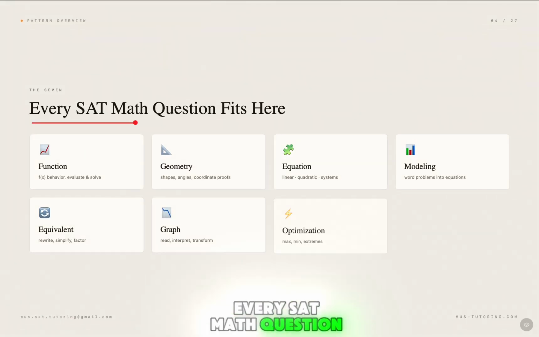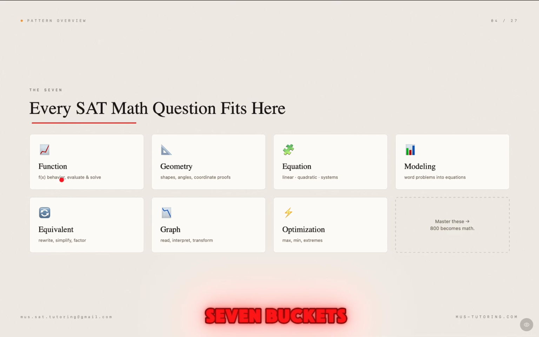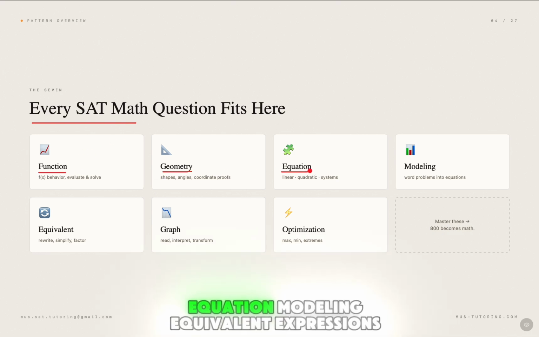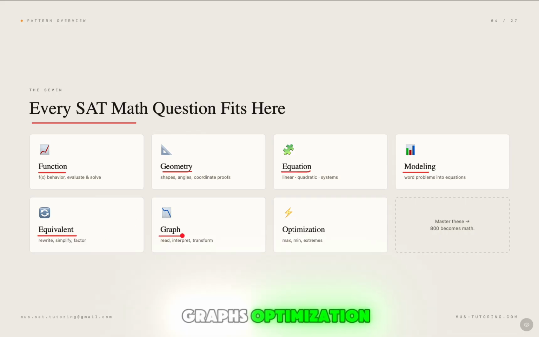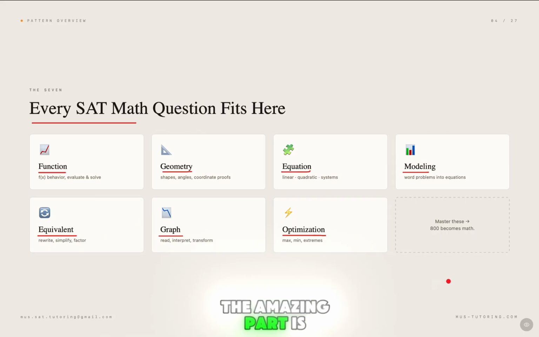Every SAT math question fits into one of these 7 buckets: function, geometry, equation, modeling, equivalent expressions, graphs, optimization. The amazing part is, once you know which bucket you're in, you already know how to attack the problem. Let's start with pattern number 1.